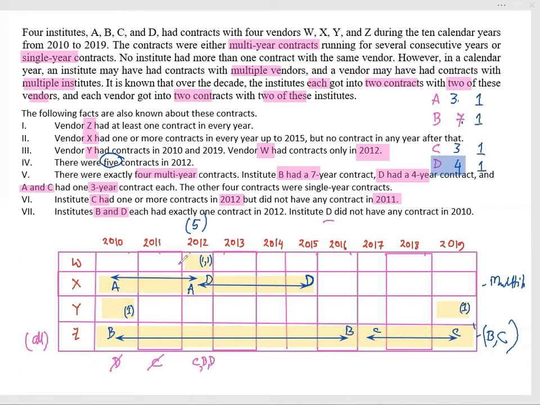Now there are 2 single-year contracts that I have already seen. Here in 2012, A and D have already been done. This is for B that I have seen, and B, D need to be here. C needs to be here, so C will go in this location. One single-year contract should go in this location, and another single-year contract would be at 2012.